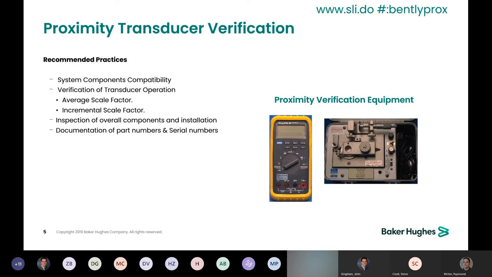The percent variance from the scale factor of a 200 millivolt per mil 8 millimeter proximity transducer is plus or minus 6.5% for a standard 9 meter system, and plus or minus 5% for a standard 5 meter system when measured in increments over the 80 mil linear range.